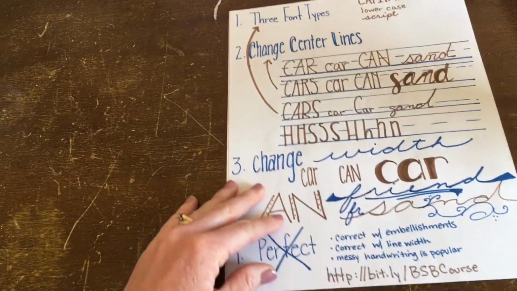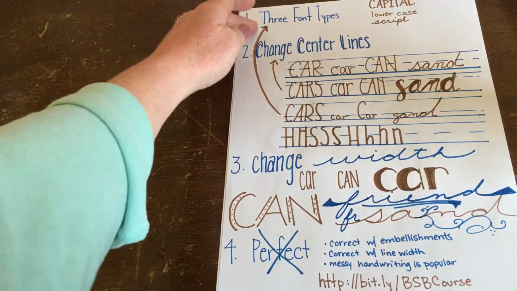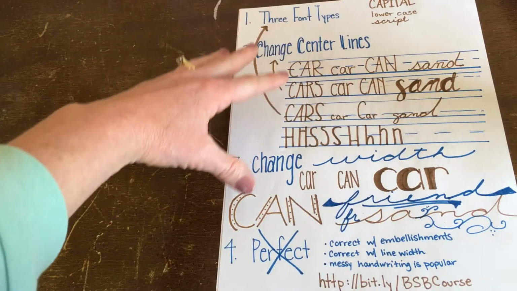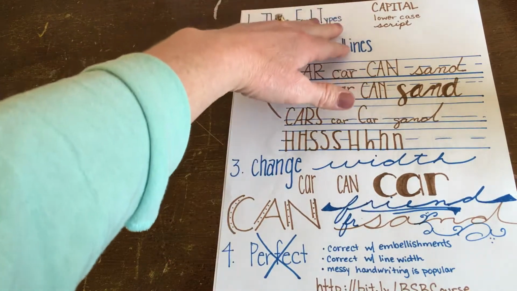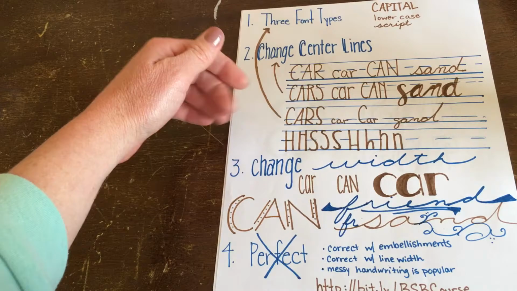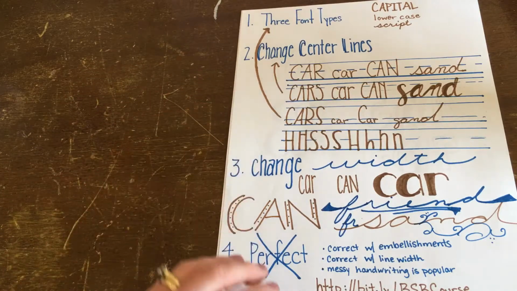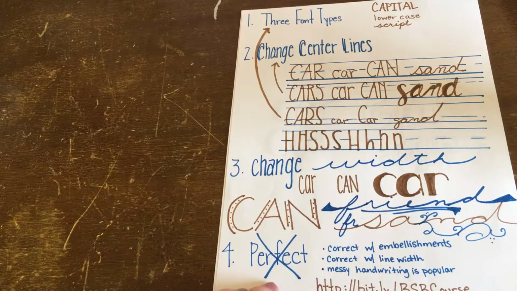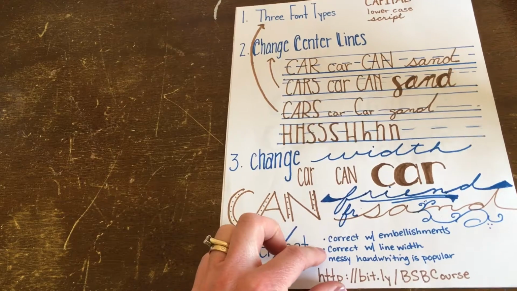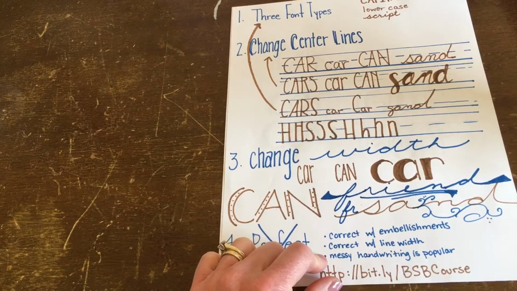The four steps are three font types. You can manipulate those font types any different way. If you can write your name, you can create pretty lettering. You can change the center lines. You can change the width. And then you can correct. Don't be perfect. If it doesn't turn out perfectly, it will look beautiful to other people. Trust me. But you can correct with embellishments. You can correct with line width. And messy handwriting is totally popular.